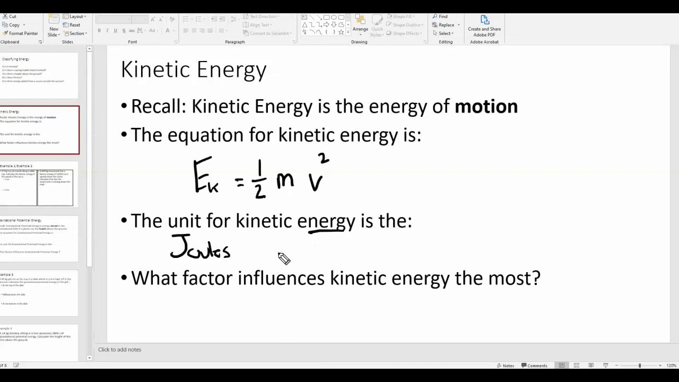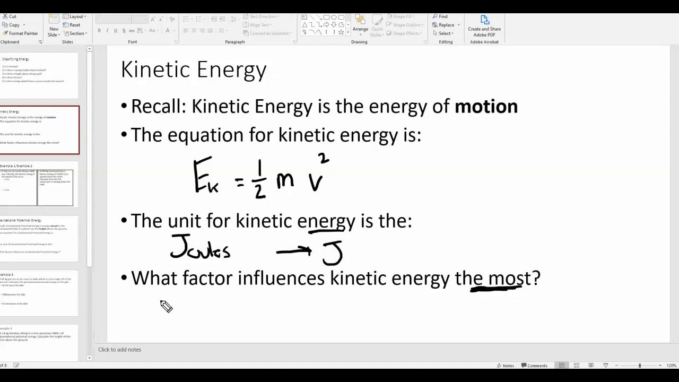And so for joules, we write a capital J, just like for Newton, we write a capital N for the unit Newton because it's named after a guy. Now, what factor influences kinetic energy the most? If you look at the equation, there's two variables in there. Mass and speed both influence kinetic energy because they're both in the equation. But which factor influences kinetic energy the most?